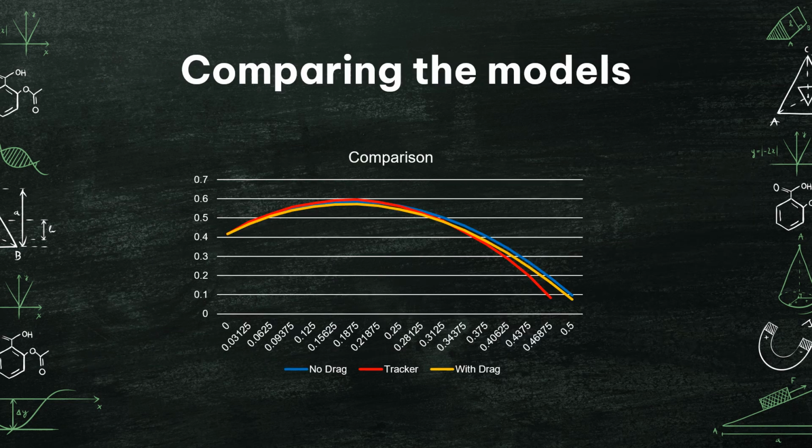Here is a much clearer graph to compare the models. Now we can see that they're all leveled on top of each other. We can see at the beginning here, the Tracker model was actually right on top of the no drag model. And then as time progresses, we can see that the with drag model starts to more closely resemble the Tracker model. But it is important to note that they are still a bit far apart, so we may need to look into possible explanations after this.